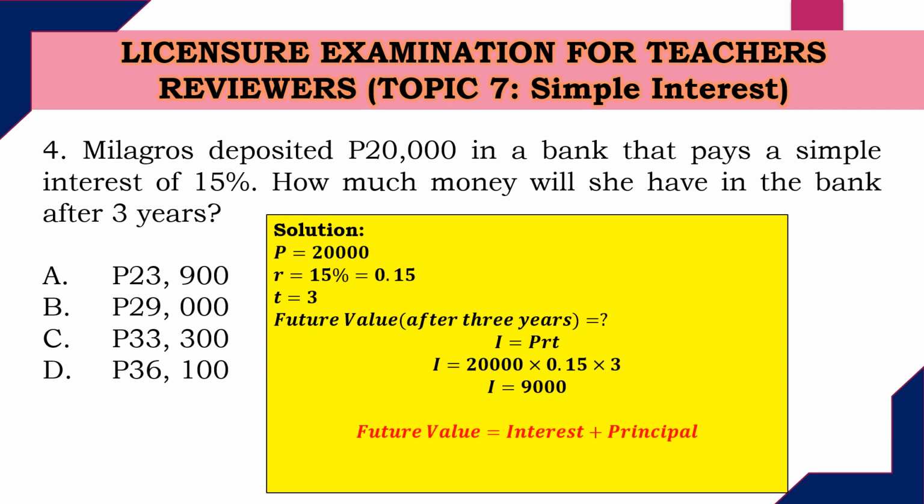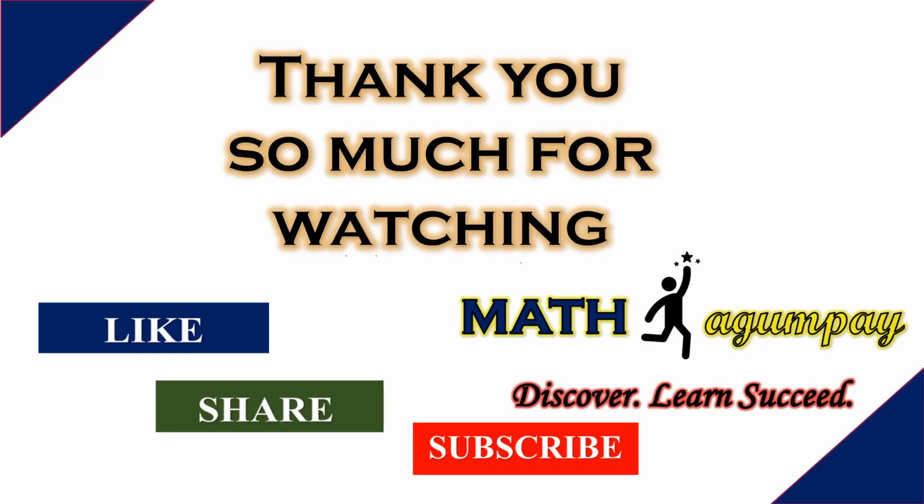Again, to get the future value, we are just going to add the interest and the principal. So, we have 9,000 plus 20,000, that is equal to 29,000. And the answer is letter B, 29,000.